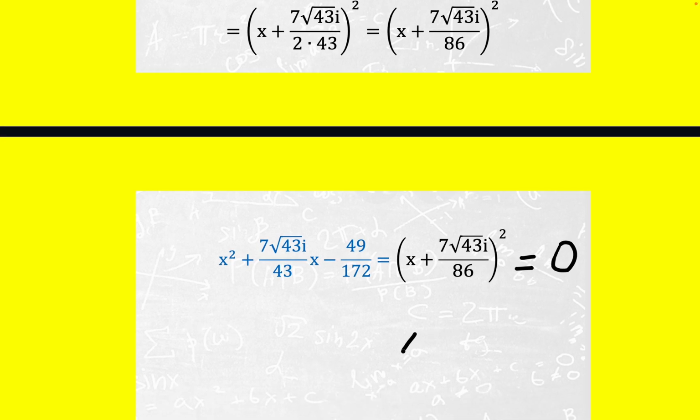x is going to be equal to minus this guy right here. Minus 7 root 43 i all over 86. Okay, so that's our answer.